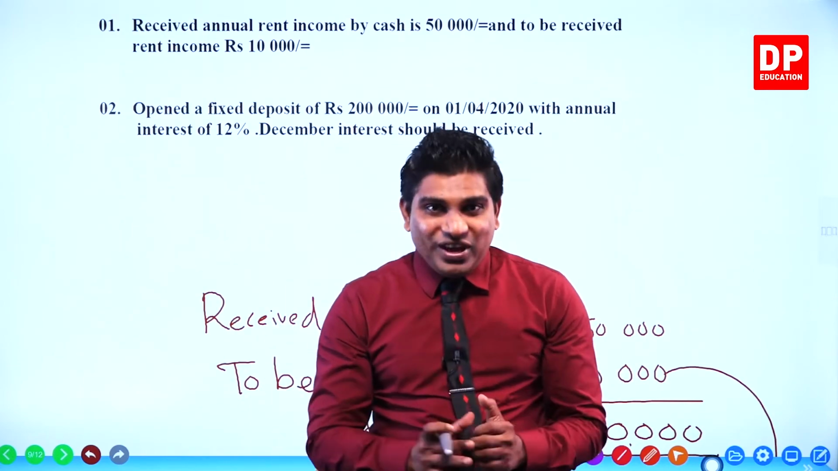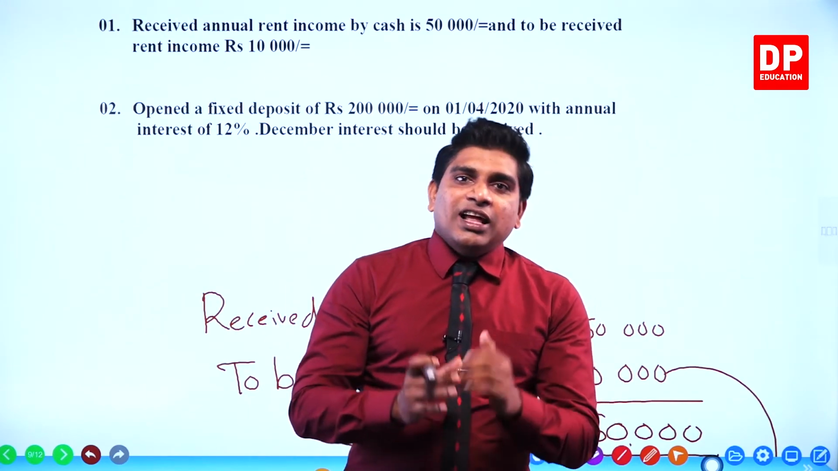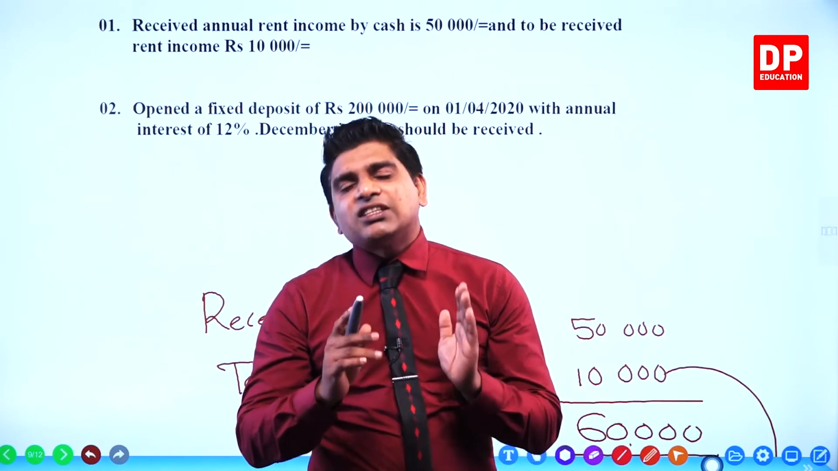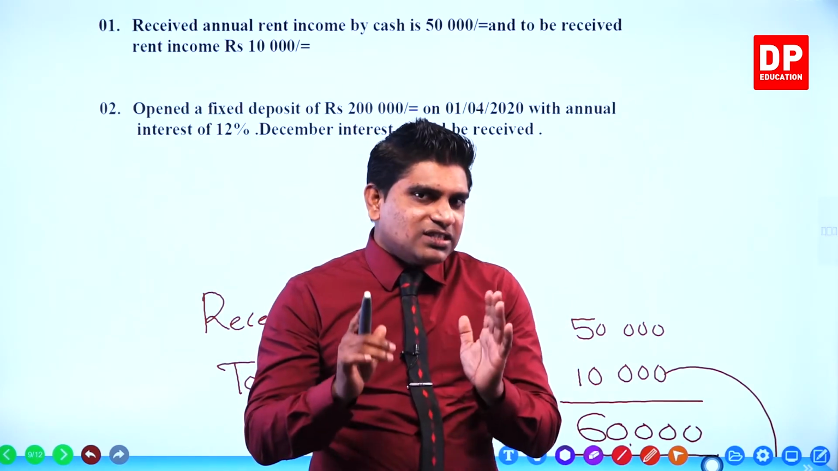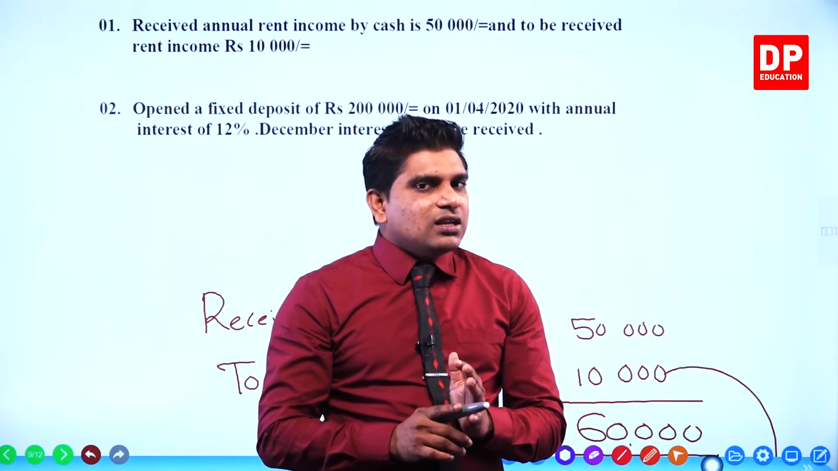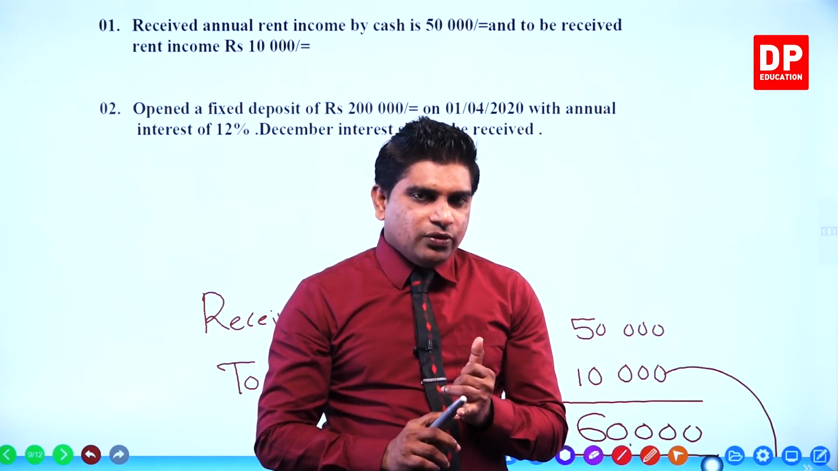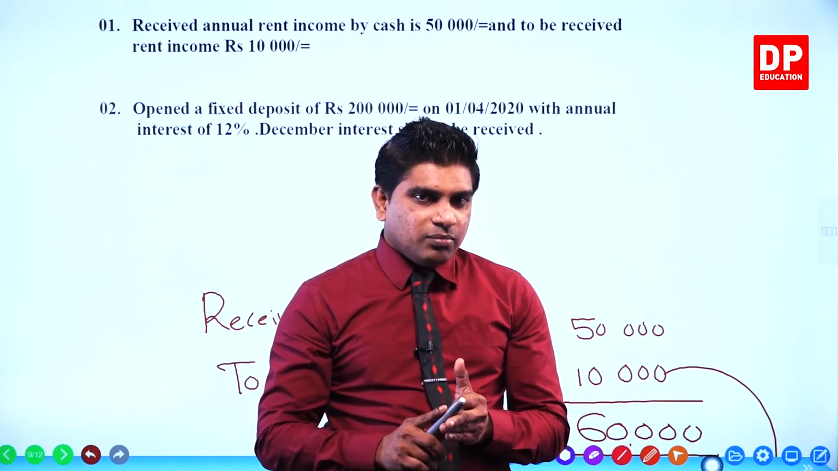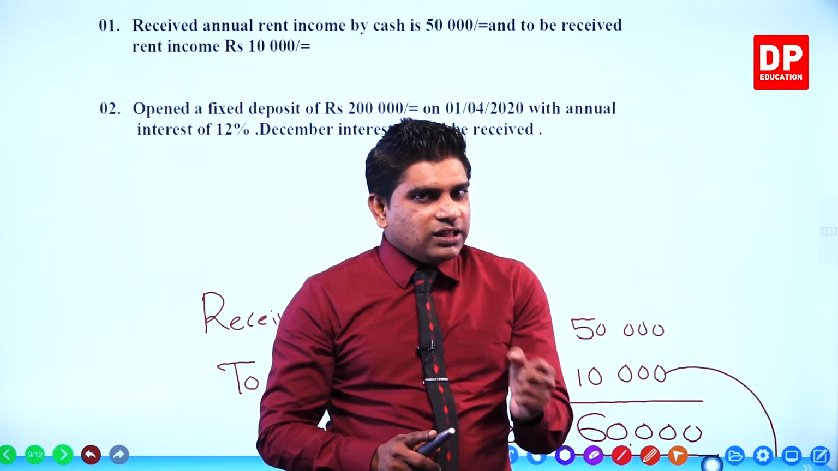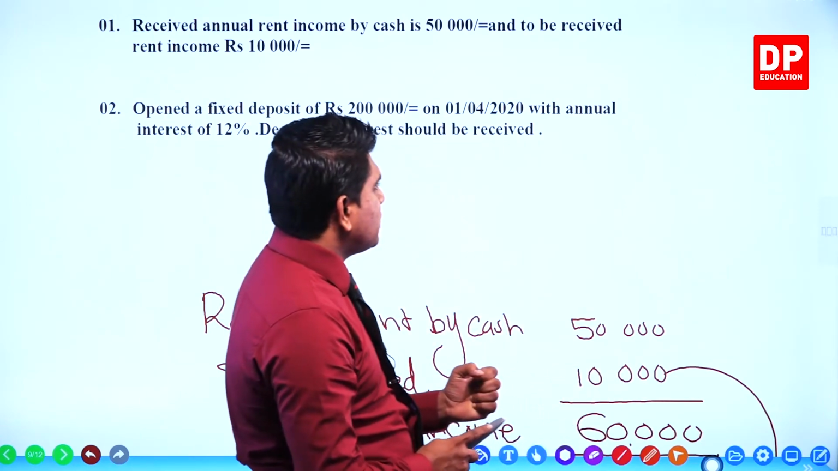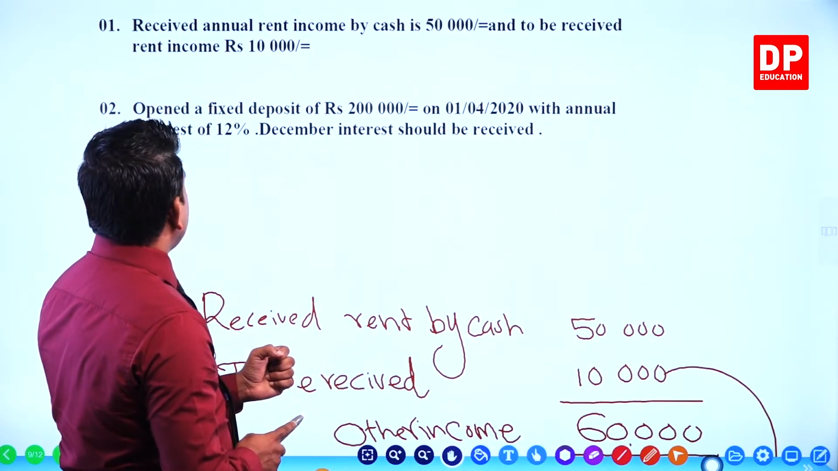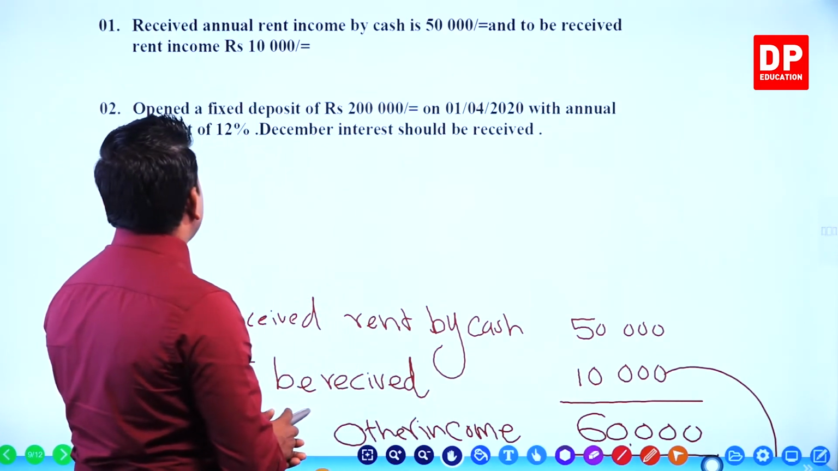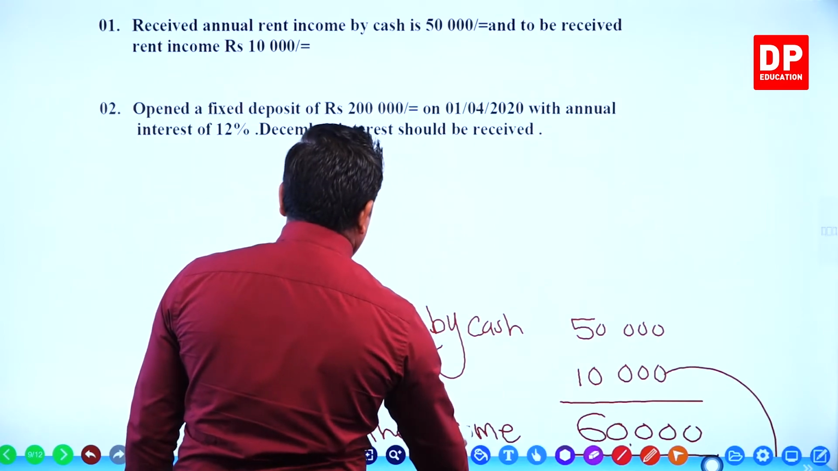Now they opened a fixed deposit, the value of 200,000 rupees. They opened it on 1st of April, right? Remember 1st of April, but the year ends 31st December. No interest for January, February and March. Only for 9 months, right? But the problem is only the December interest to be received. First we calculate how much the interest for the year.